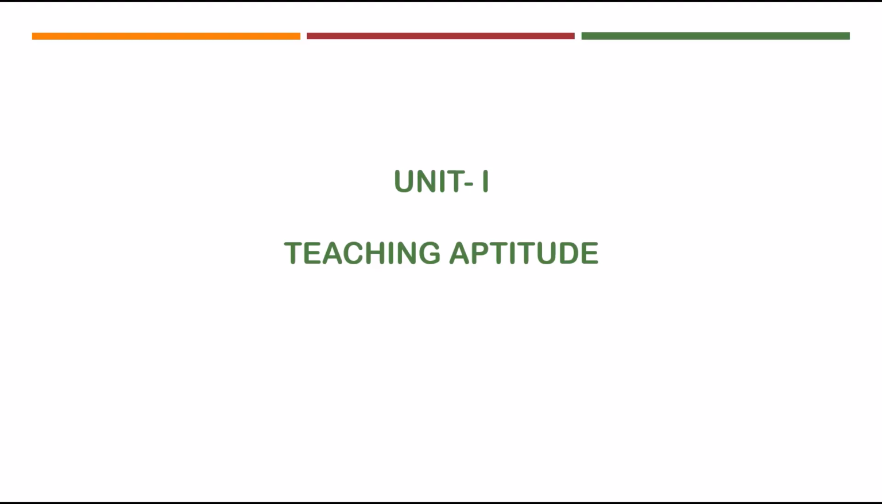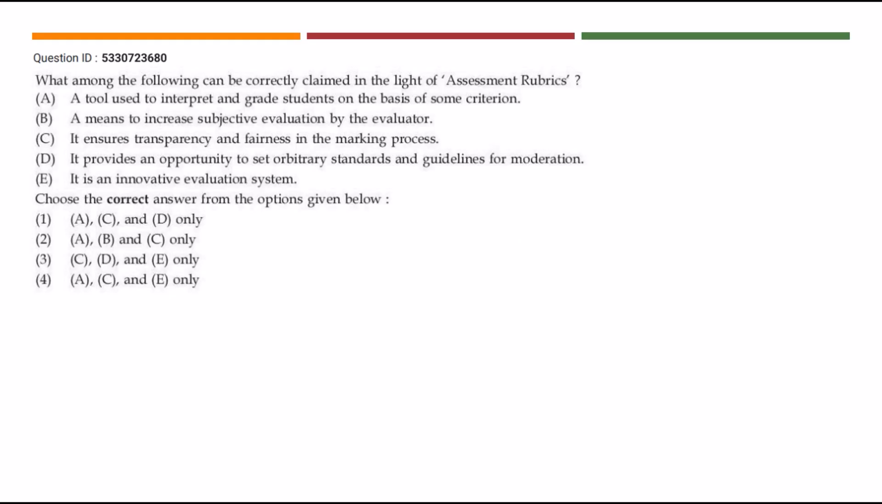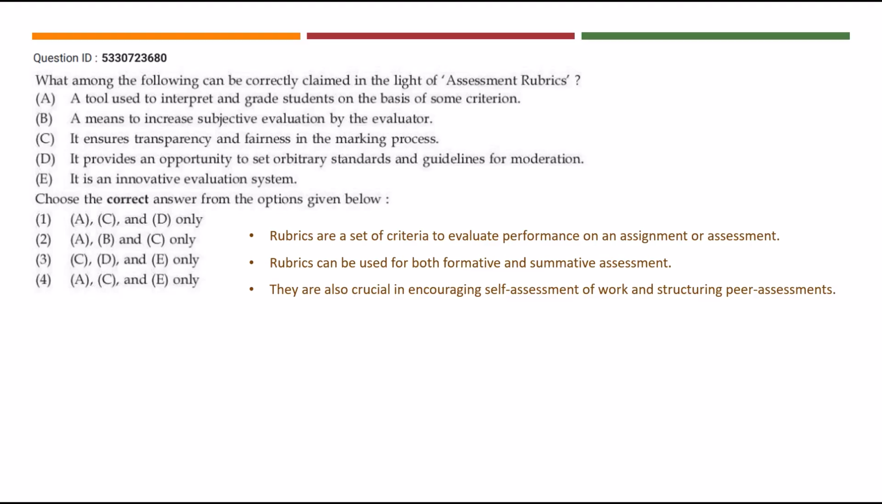Let's move on to Unit 1, Teaching Aptitude. What among the following can be correctly claimed in the light of assessment rubrics? What are actually rubrics? Rubrics are a set of criteria to evaluate performance on an assignment or assessment, we can say. They can be used for both formative and summative assessment. This is very important in encouraging self-assessment of work and structuring peer assessments.